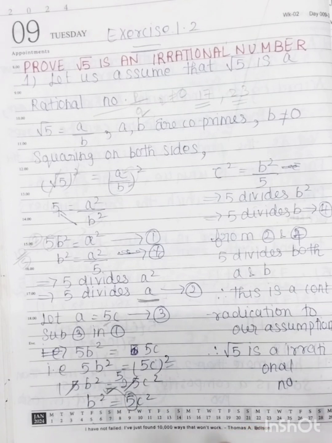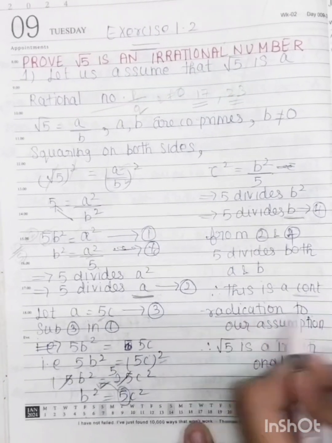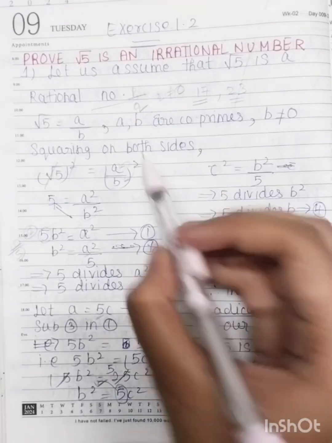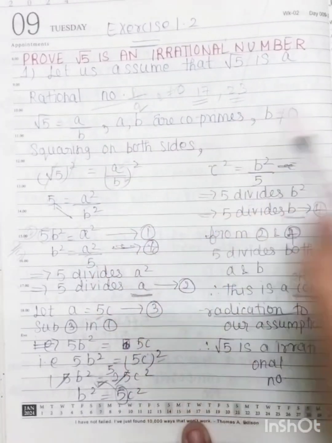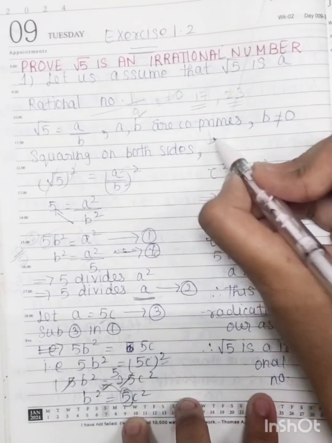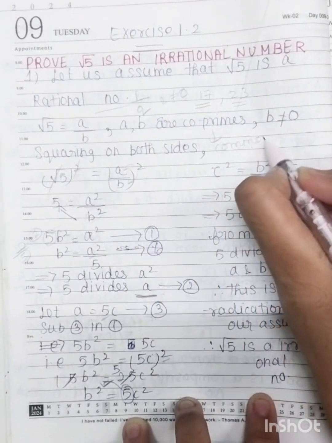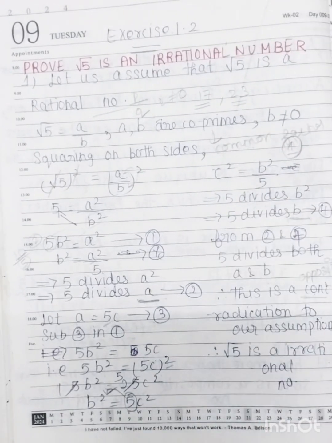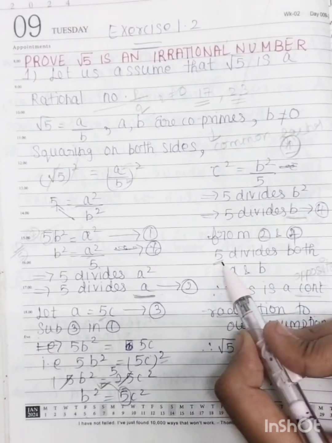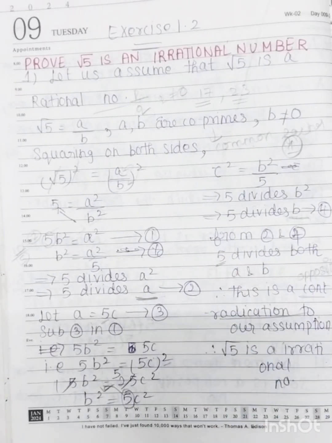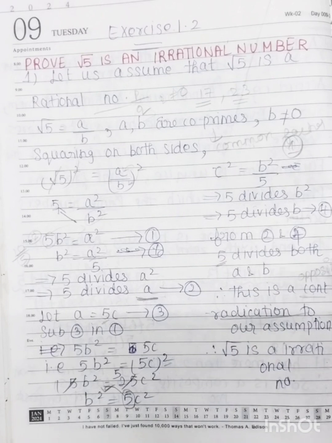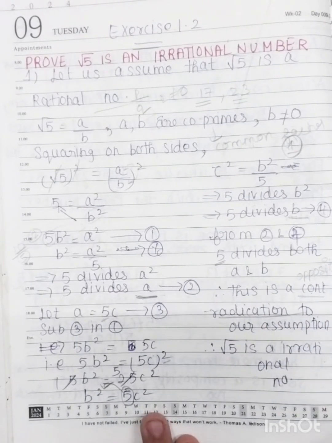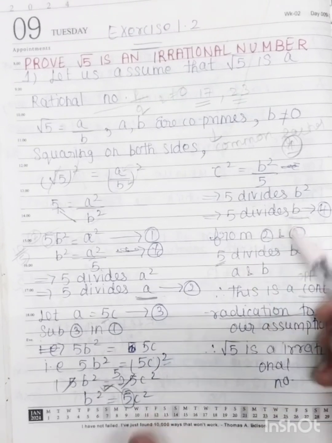But this is a contradiction to our assumption. Contradiction is nothing but opposite to our assumption. We assumed that it is a rational number where a and b are co-primes. Co-primes, as I said, have a common factor of only 1. But here a and b have a common factor 5 also. So it is a contradiction. It is a false assumption. Our assumption is wrong. So since our assumption is wrong, we conclude that root 5 is an irrational number. Why? Because 5 divides both a and b.